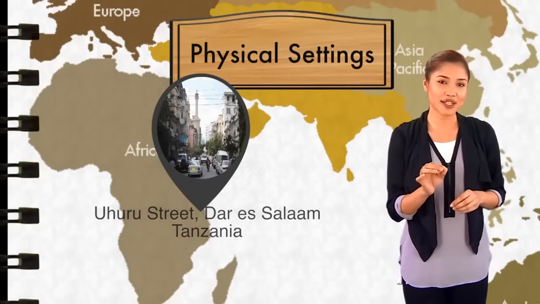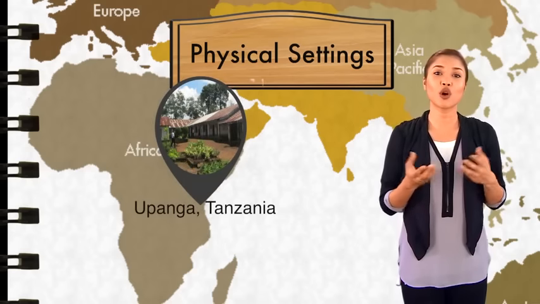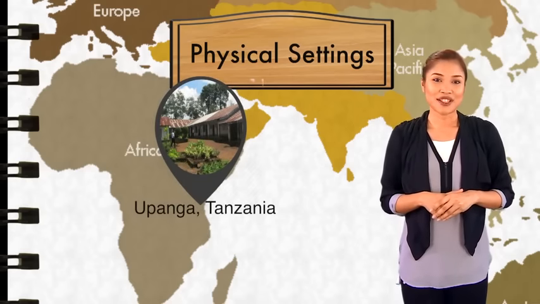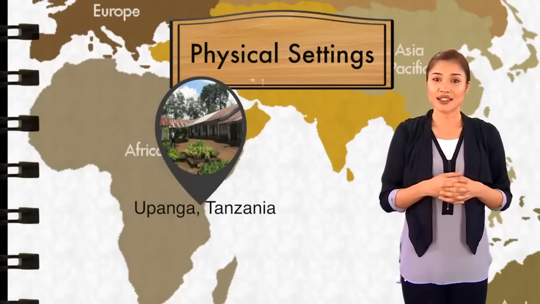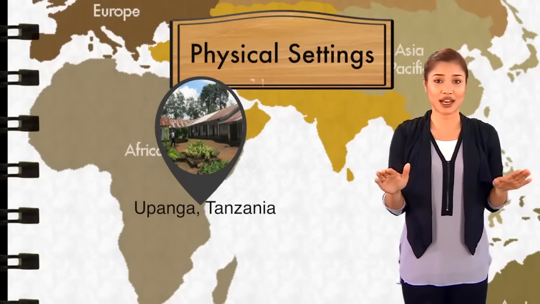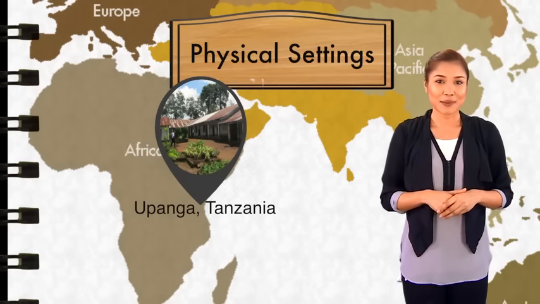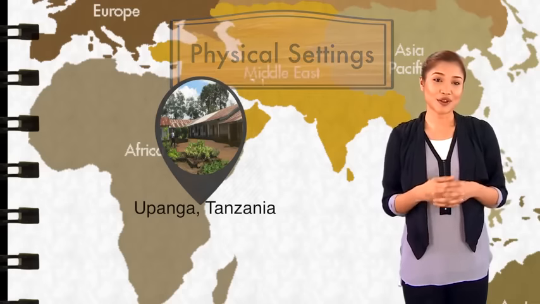The second physical setting of this story is the town of Upanga. It was a very quiet place in the countryside with few houses and no street light. Alu's family moved there after Mother had sold her shop.